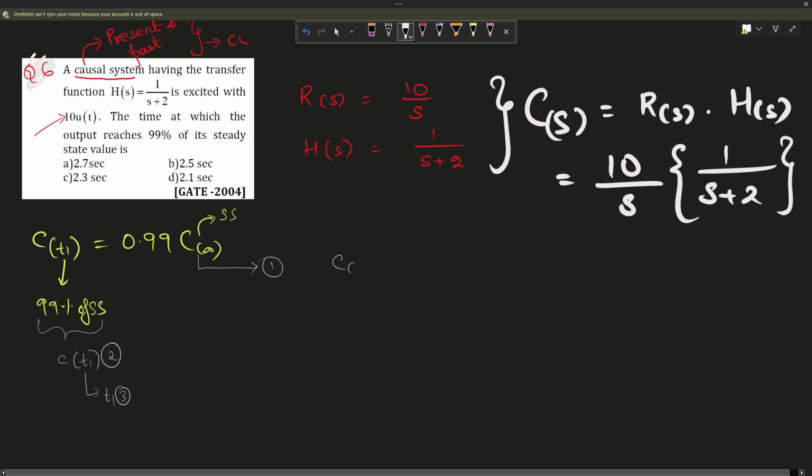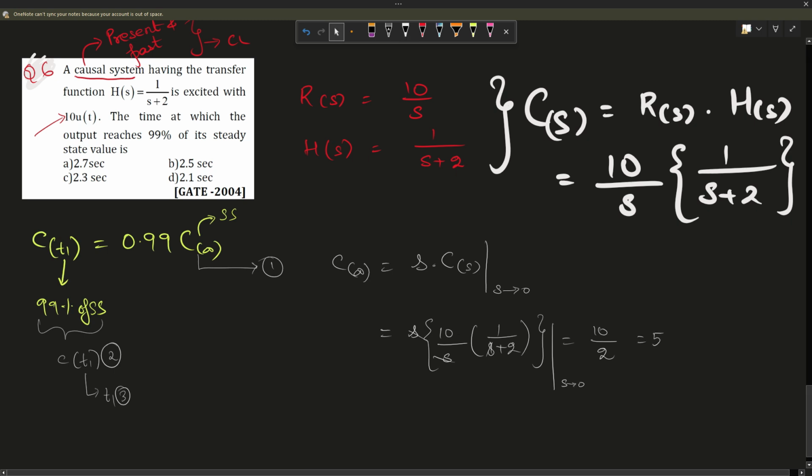Okay. So C at time infinity is equal to s into C of s as s tends to 0, from the final value theorem of Laplace transform. So this is equal to s into 10 by s into 1 by s plus 2. So this is going to be 10 by 2, which is 5. The final response is at 5.